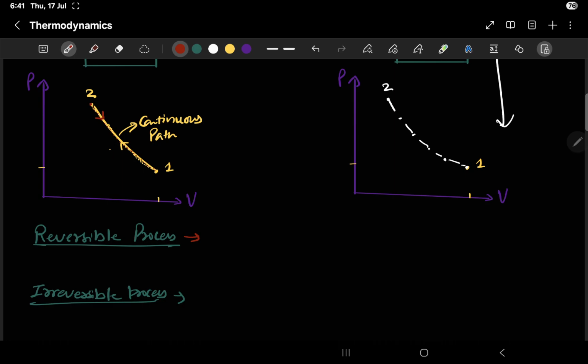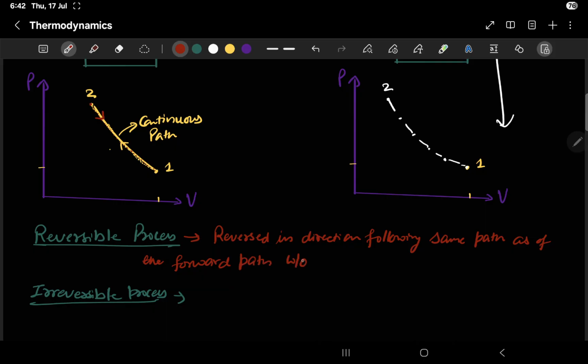Okay, so what is a reversible process? A reversible process is a process which can be reversed in direction following the same path as the forward path, without leaving any changes to the system and surroundings.